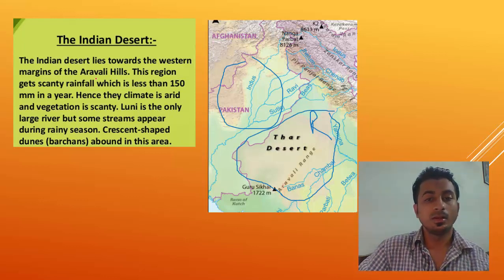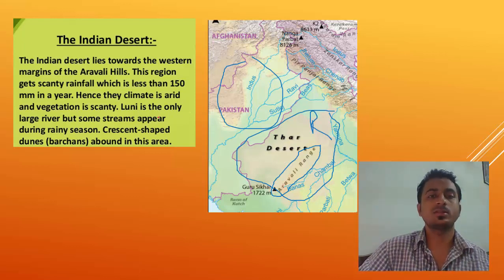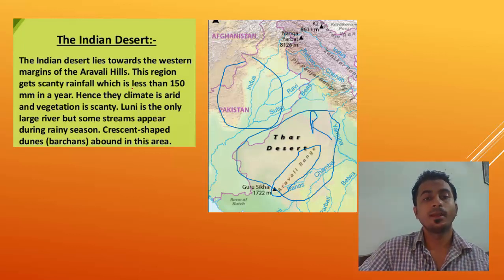Okay. Then we have got Aravali Range. This is Aravali Range. This is the oldest mountains in India. And Thar Desert is towards the west of this range. Okay, it receives less than 150 mm rainfall in the year, and vegetation is scanty, and Luni is the only large river, but it disappears.